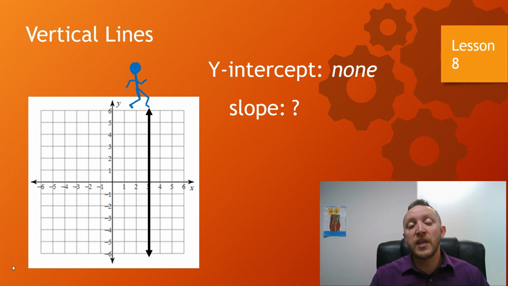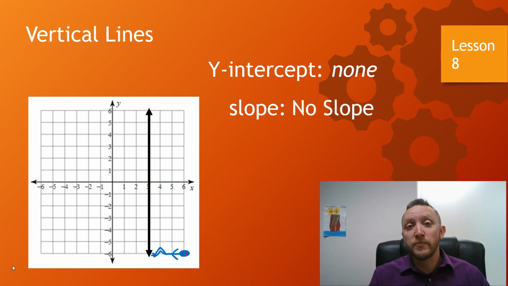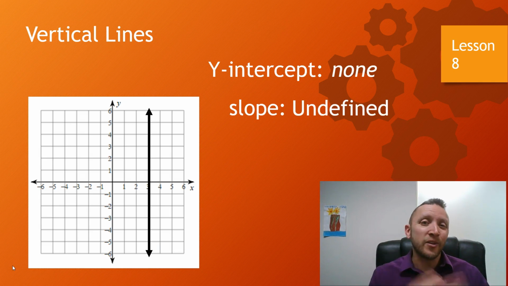So let's imagine someone standing up at the top there, and they're going to try to walk across it. What's going to happen? Yeah, they're going to fall to their death, okay? So there is no slope because you can't walk on this line. And so the technical word that we use for that in the math world is we call it undefined, meaning that there is no slope.